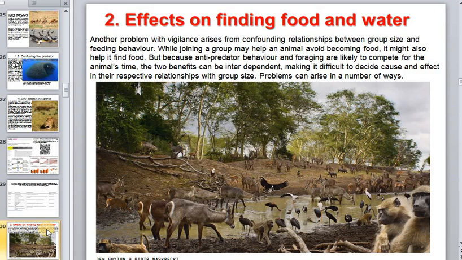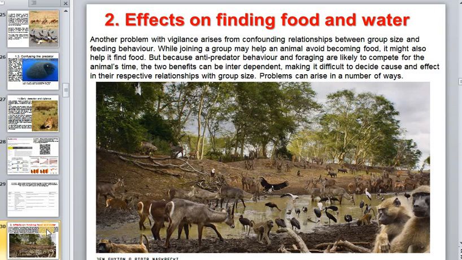Effects of finding food and water. One more way: effects of finding food. Another problem with vigilance arises from the confounding relationship between group size and feeding behavior. While joining a group may help an animal avoid becoming food, it might also help it find food. But because anti-predator behavior and foraging are likely to compete for the animal's time, the two benefits can be interdependent, making it difficult to decide because it affects their respective relationships with group size.